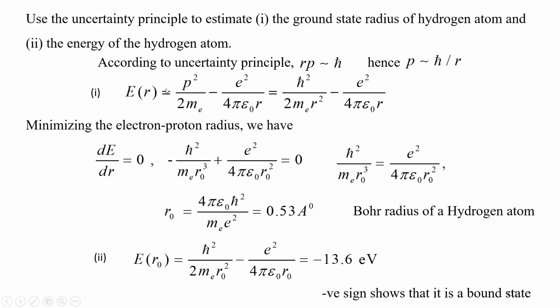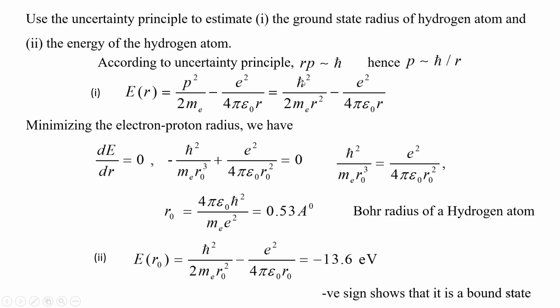And we know that E(r) is kinetic energy plus potential energy. The potential energy is negative, that's why minus e squared by 4π ε₀ r. In terms of the de Broglie relation, p equals h by λ, but here p equals ħ by r. We can write this as ħ squared divided by 2m r squared minus e squared by 4π ε₀ r. Now minimize with respect to the electron-proton radius, that is dE by dr equal to 0.